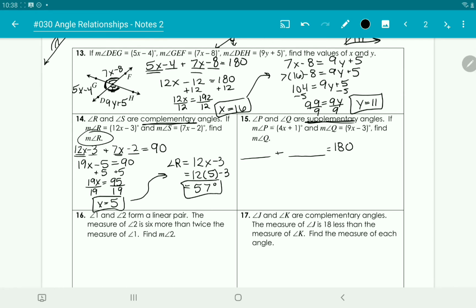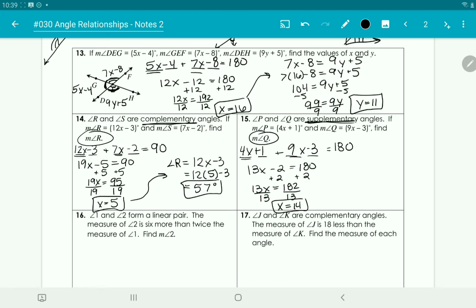Okay, P and Q. So P is 4x plus 1, and Q is 9x minus 3. Okay, that's as simple as it is. Fill in the blanks. So we'll add the x's together, giving us 13 x's. 1 and minus 3 gives us minus 2. Equals 180. Okay. We'll add 2. Give us 13x equals 182. And we'll divide both sides by 13 to get x on its own, which will give us x is 14.